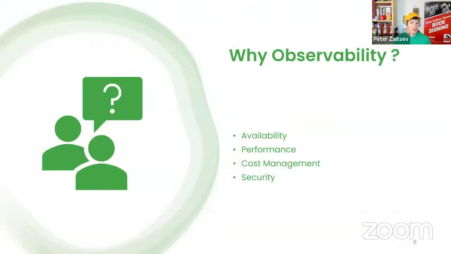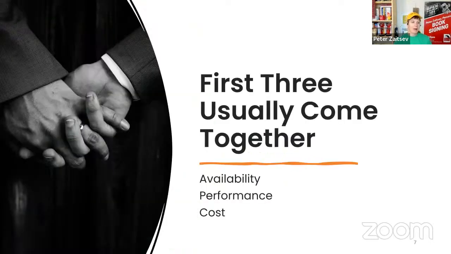So why do we need this observability? Well, it actually helps us with a lot of things, right? Availability of our system, making sure we have acceptable performance for our users, and it helps us manage the costs, right? Because we don't want to spend too much money while providing that great performance, as well as security. Now, I'm not really a big security expert, but the first three, availability, performance, and cost, usually come together and use the same set of tools which allow us to provide all of those three outcomes, three benefits.